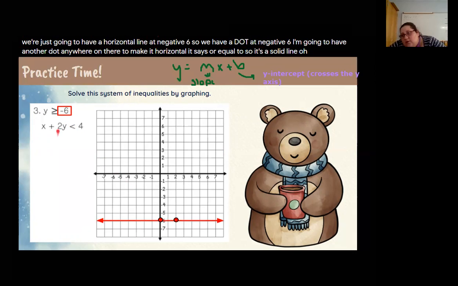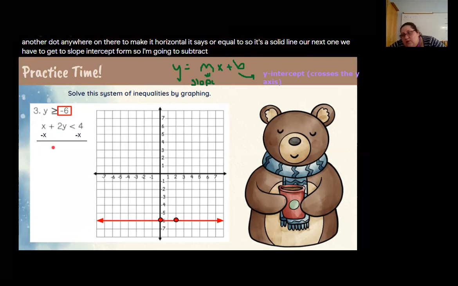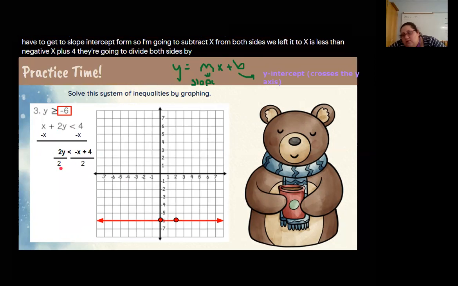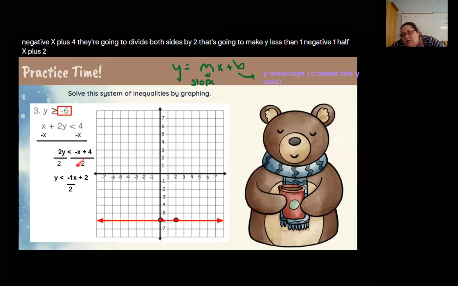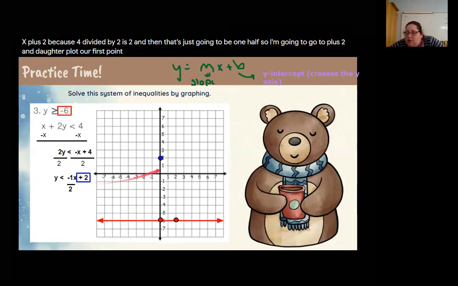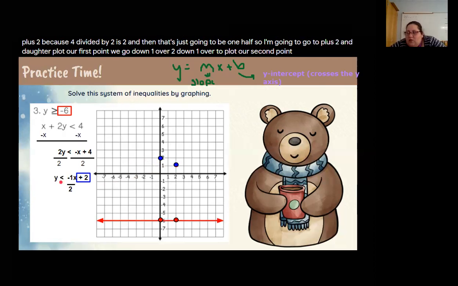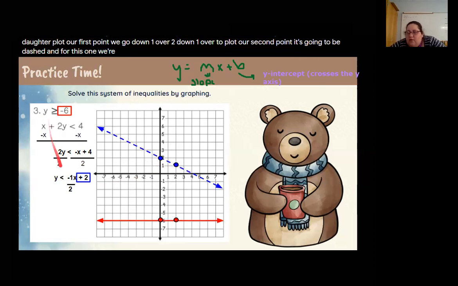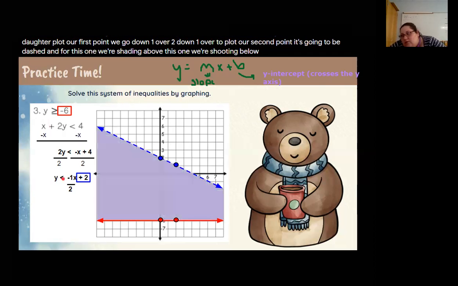Our next one, we have to get to slope-intercept form. So we're going to subtract x from both sides. We're left with 2y is less than -x plus 4. Then we're going to divide both sides by 2. That's going to make y less than -1/2 x plus 2, because 4 divided by 2 is 2, and then that's just going to be 1/2. So we're going to go to +2 and plot our first point. We go down 1 over 2, down 1 over 2, plot our second point. It's going to be dashed. And for this one, we're shading above. This one, we're shading below. So it's going to be this region right here.